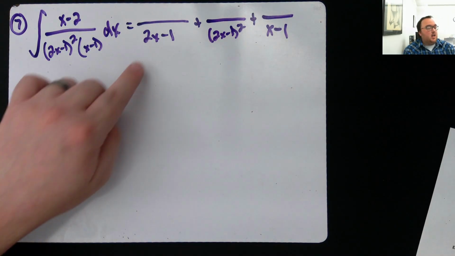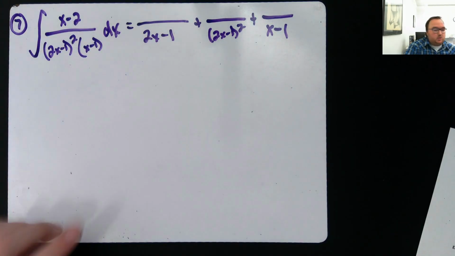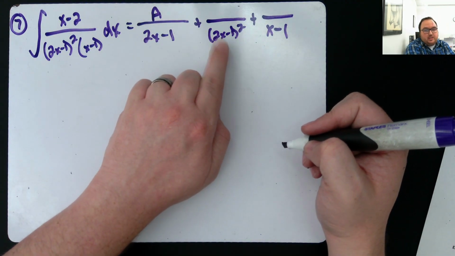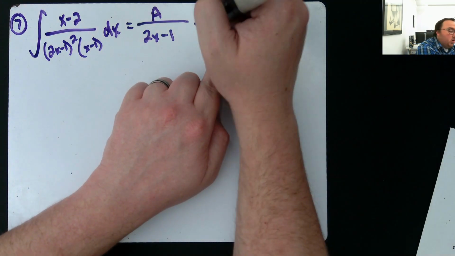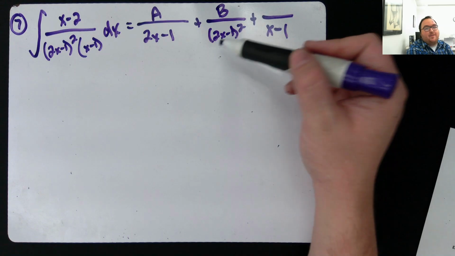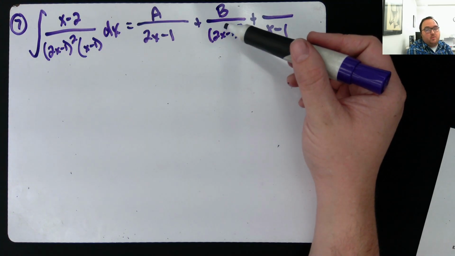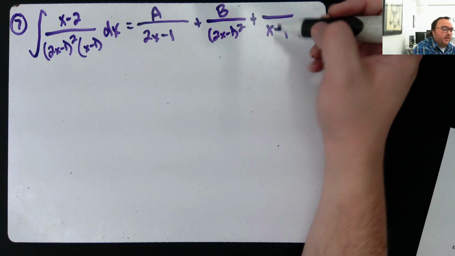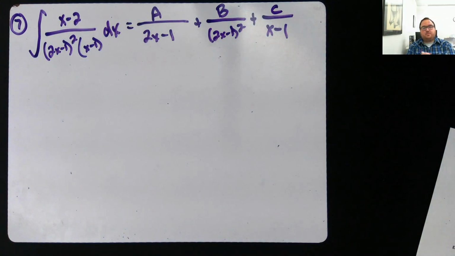So I have x to the first here, which means I just need a constant. Same thing, my factor just has x to the first, so this will also just be a constant. Even though this is squared, my factor just has a power of 1, so it's still just a constant. A power of 1 here, so that's just a constant here too. So now let's add these up.